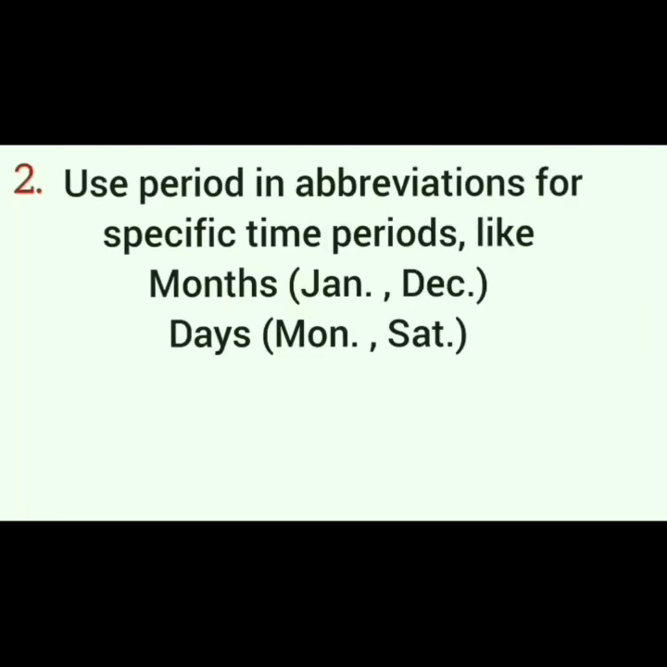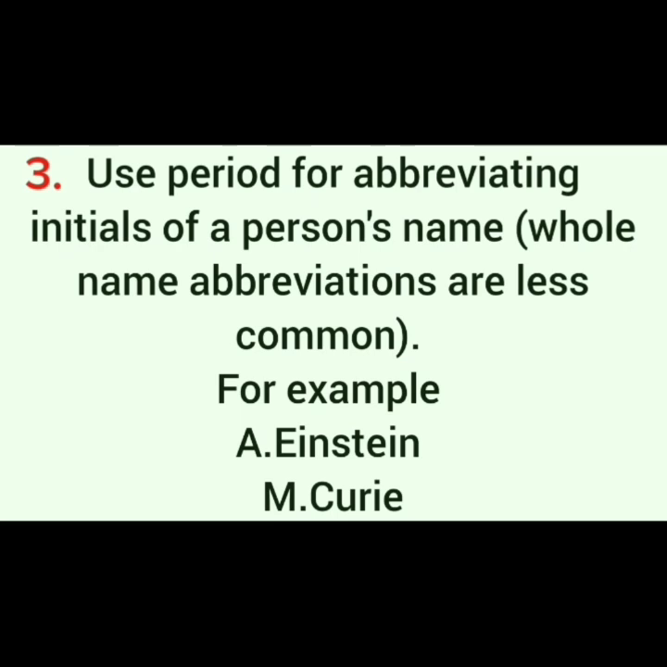Use period in abbreviations for specific time periods, like months and days. Use period for abbreviating initials of a person's name. Whole name abbreviations are less common. For example, A. Einstein, M. Curie.